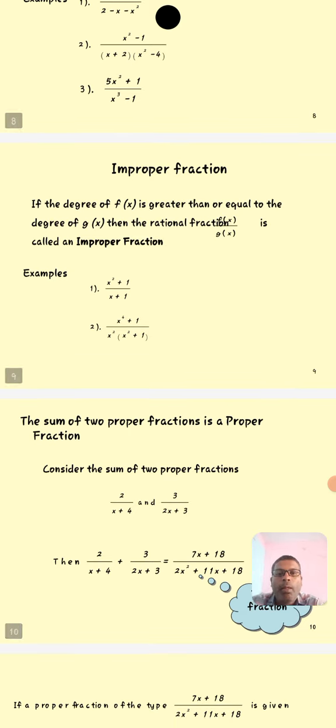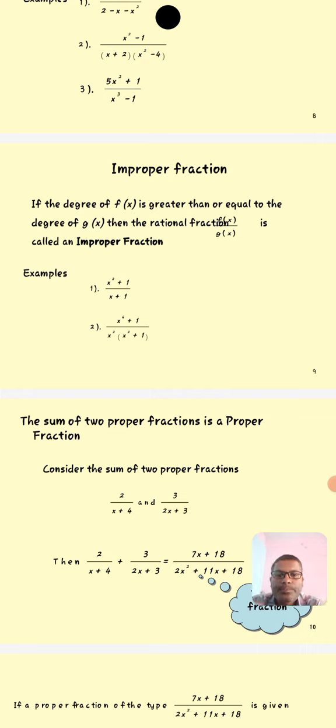Okay. You see the examples. Example number 1, x square plus 1 divided by x plus 1. Here the numerator is x square plus 1, the denominator is x plus 1. You observe the degree of the numerator is 2. The degree of the denominator is 1. So the degree of f of x is greater than the degree of g of x, and that is called an improper fraction. Are you clear?